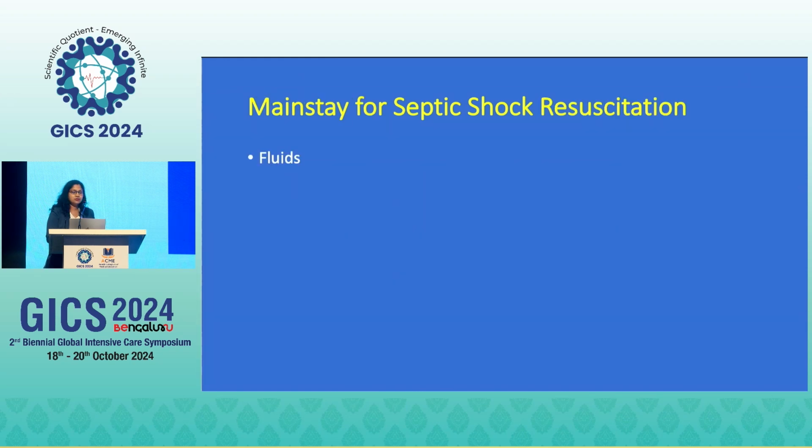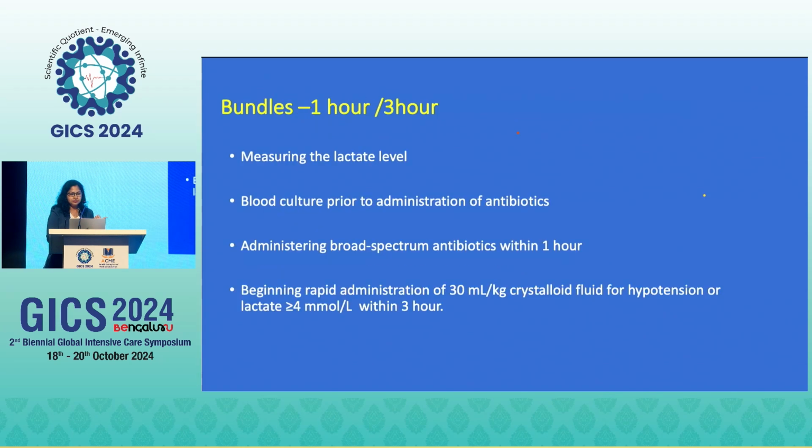So the mainstay of therapy for septic shock resuscitation remains fluids and vasopressors. Now how to balance or perfect this act of balancing, giving both fluids and vasopressors, and how to combine them, how much and when. We are all well versed with this bundle concept of 1 hour, 3 hour in patients with septic shock.